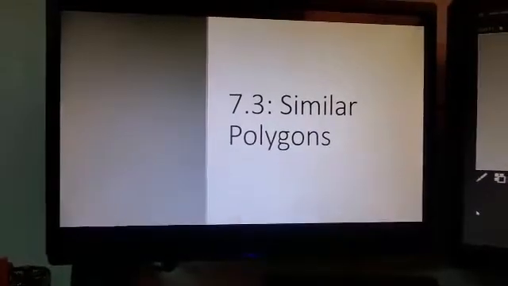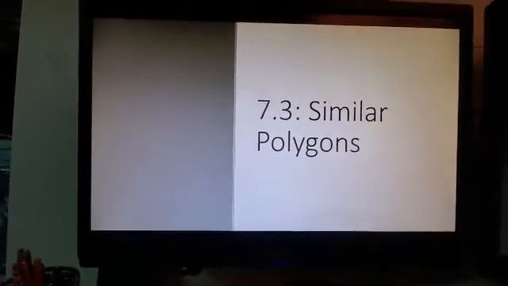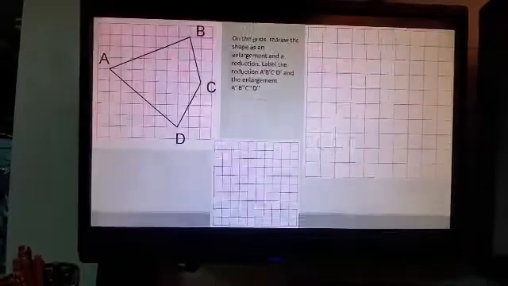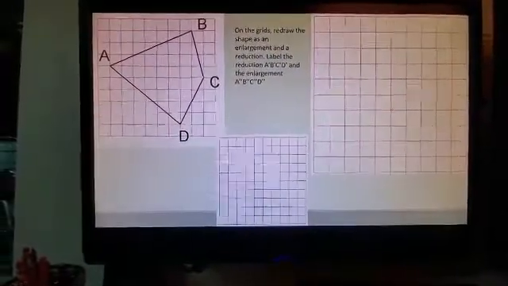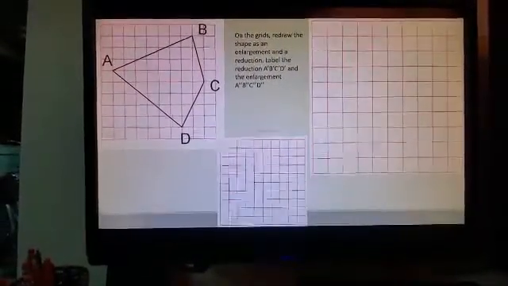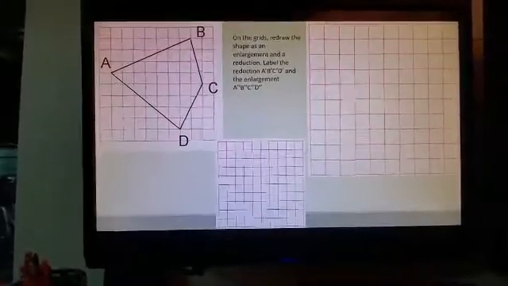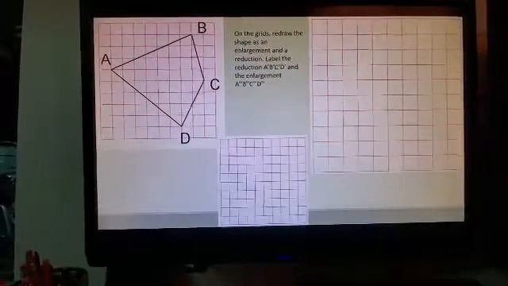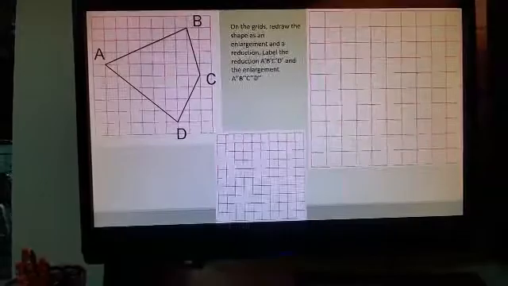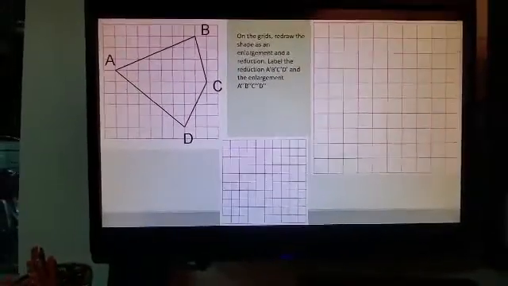Hi grade 9s. So the next thing we're going to discuss is similar polygons. So a similar polygon are reductions or enlargements of each other. So for example, I've given you a shape here.